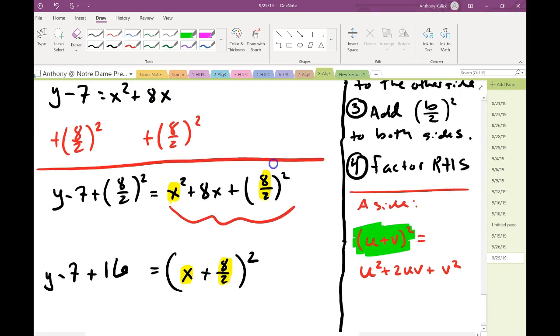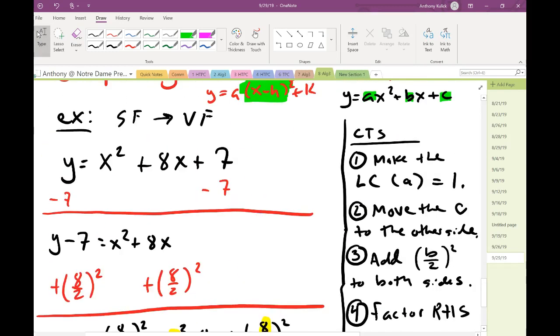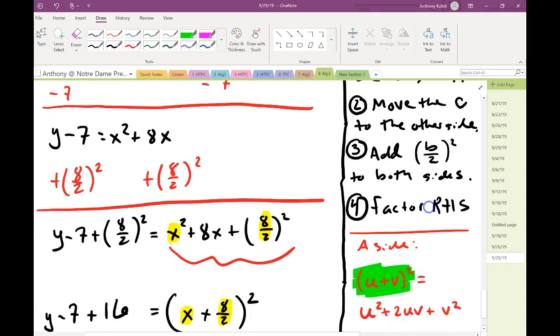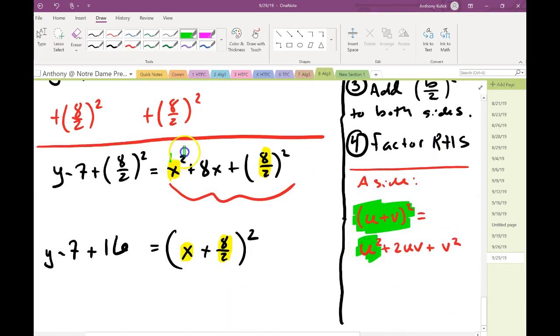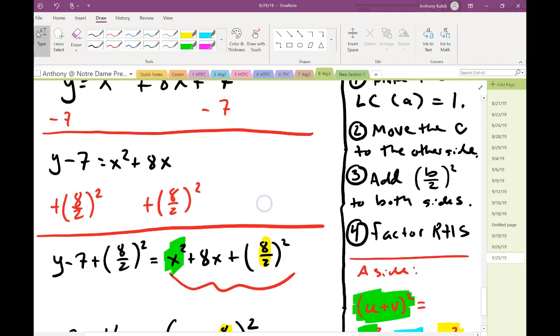So what I did was I started by making the leading coefficient 1. What that does is it makes my first term basically my u squared. Okay with that? I'm then going to assume that my second term is this 2uv, and I'm going to use that assumption to figure out what this v squared term needs to be. So my 2uv is this 8x.